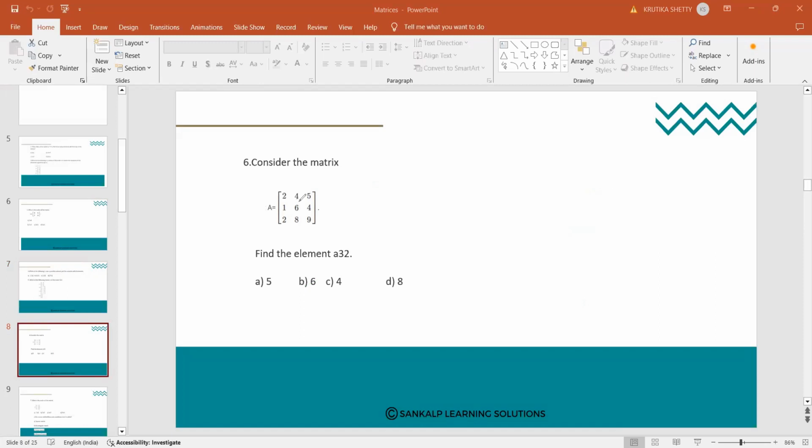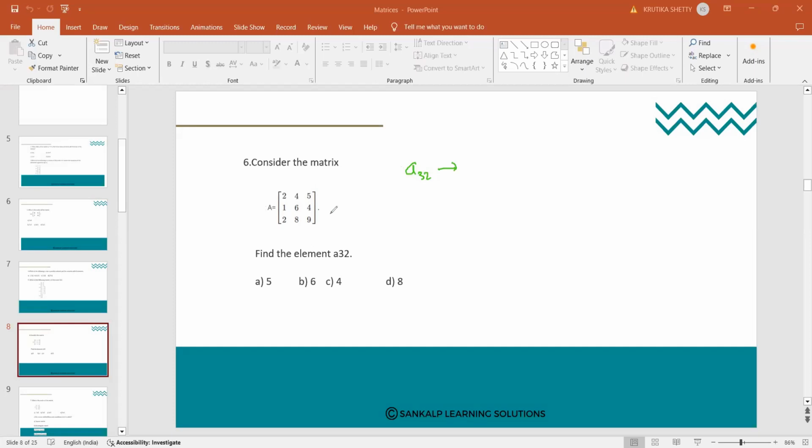Okay, so question number 6. Consider the matrix A equal to 2, 3, 2, 4, 5, 1, 6, 4, 2, 8, 9. Find A32. We need to write down the element present in the third row and second column.